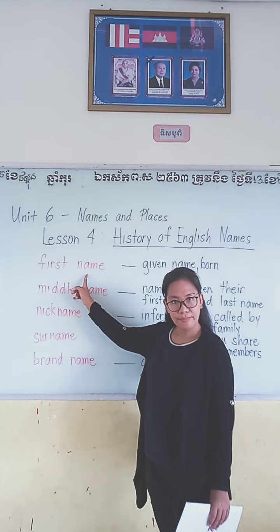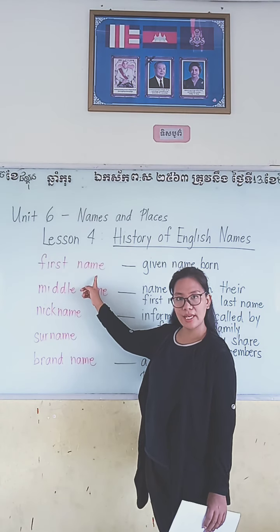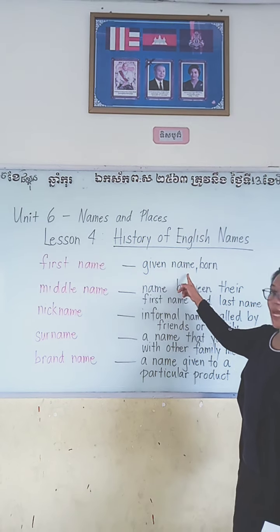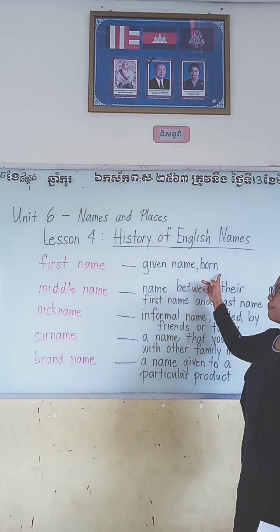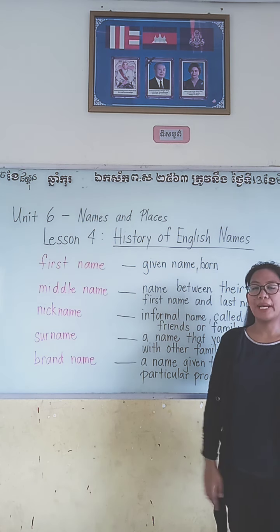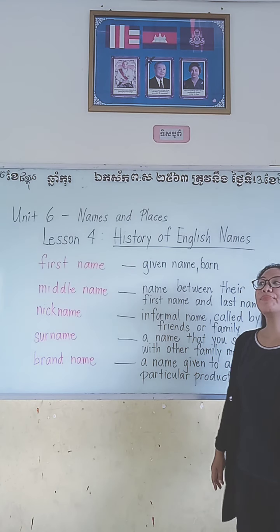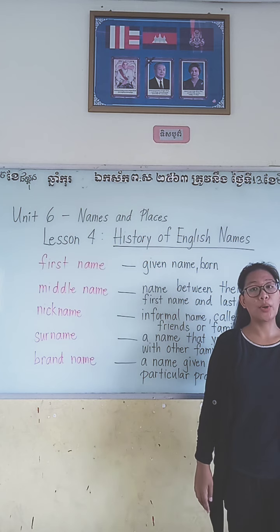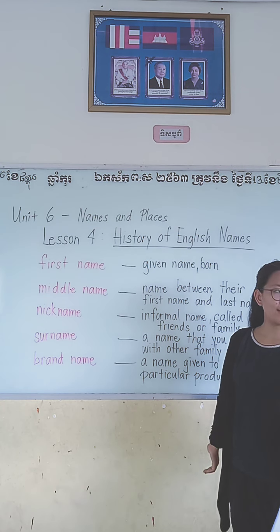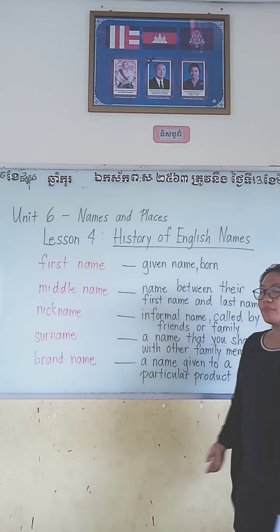First name. The meaning of first name is given name. A name that your parents gave to you when you were born. For example, my name is Joy. Joy is the given name when I was born. So my parents gave me that name, Joy.